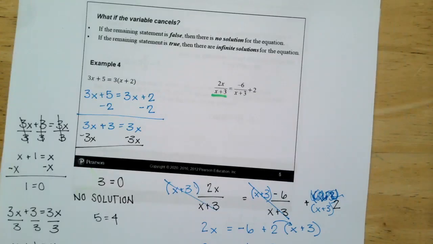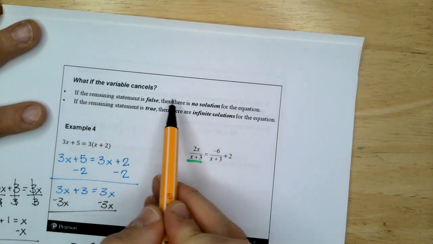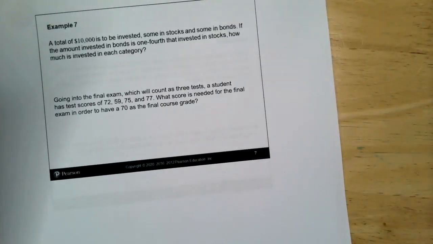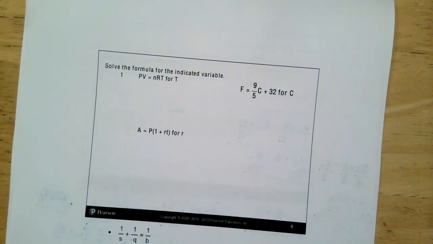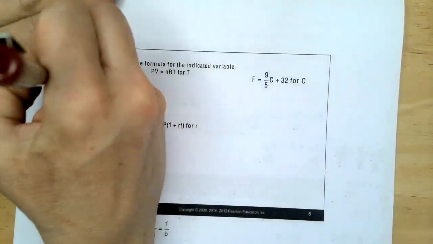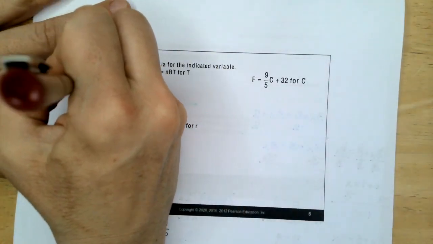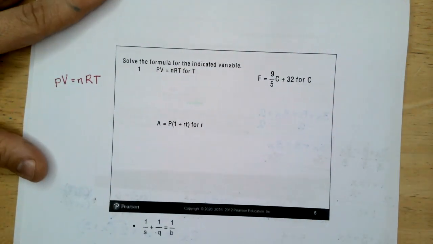Generally, you can get your x's to disappear. If what you're left with is false, no solution. If it's true, infinite solutions. Now, solving for an indicated variable when you have no numbers. This is important. PV is our first example, equals NRT, and they're asking us to solve for T.